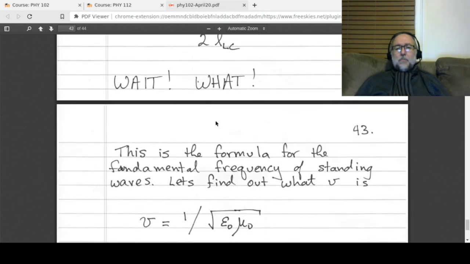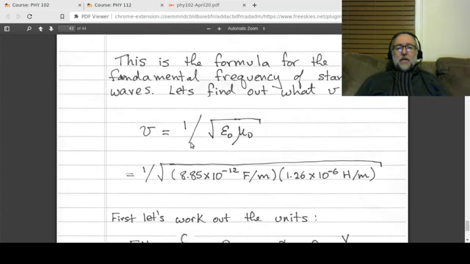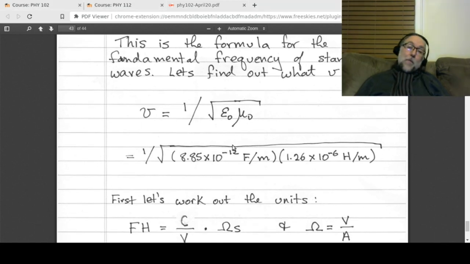And let's plug in the numbers here. V is equal to 1 over the square root of epsilon naught mu naught. So we plug in the numbers for the permittivity and permeability of free space. The permittivity has units farads per meter. The permeability has units henries per meter. Let's look at the units first because we want to make sure that we get the right units here. I mean, I called it V, but do we know that this is a velocity? Well, let's see if the units work out.